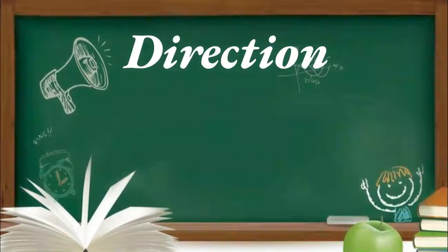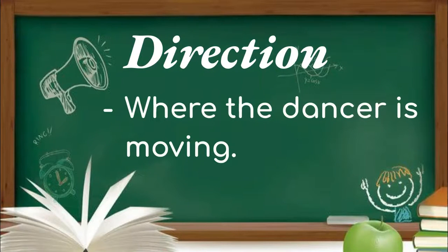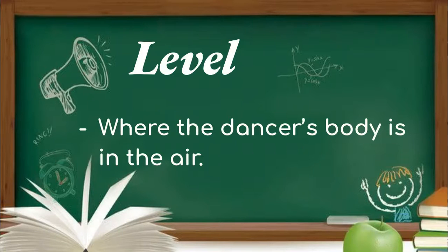Next, we have direction. Direction refers to where the dancer is moving. Example, forward, backward, sideways, diagonally, upward, and downward. That is direction, again, where the dancer is moving. And lastly, we have level. This is where the dancer's body is in the air, like the vertical space the dancer's body occupies, like high, medium, or low.